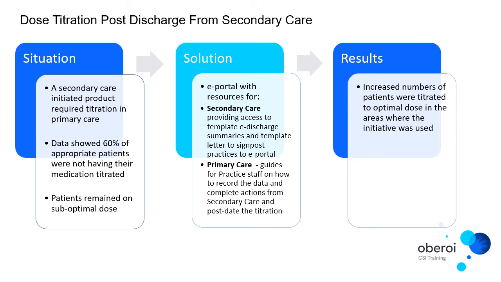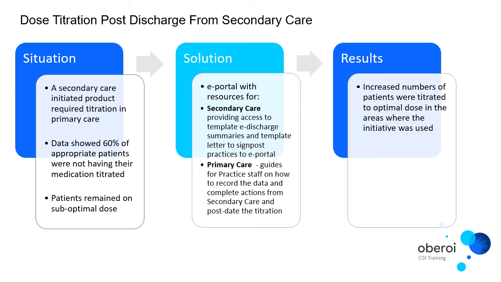So another case study here, which is to do with referral information, was around dose titration following discharge from secondary care. So the situation here was that a secondary care initiated product required titration to optimal dosing in primary care, and the data coming back showed that 60% of appropriate patients weren't having their medication titrated, and so patients were remaining on suboptimal dose and maybe even stopping taking the therapy because they didn't think it was working.